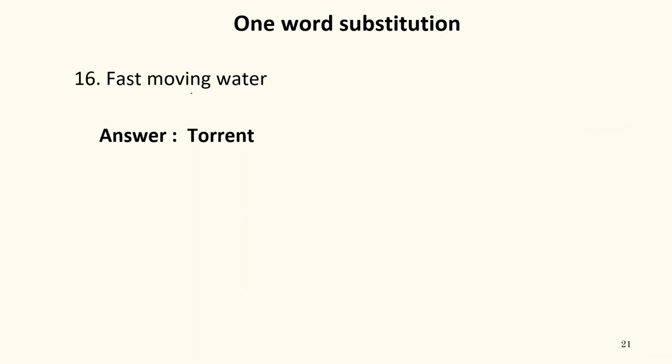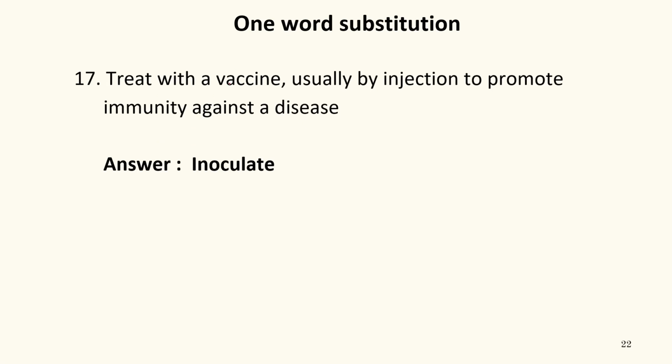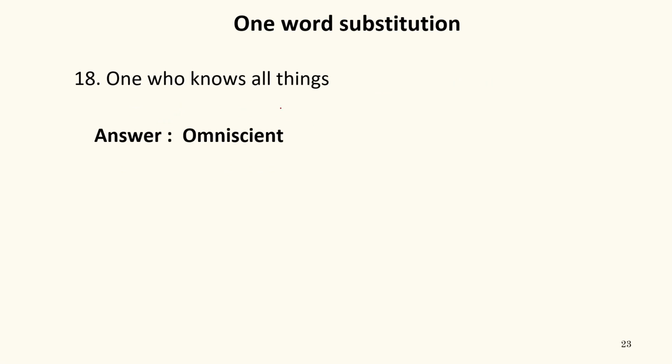Now fast moving water is called torrent. Treat with a vaccine, usually by injection, to promote immunity against a disease: this is called inoculate. One who knows all things is called omniscient.